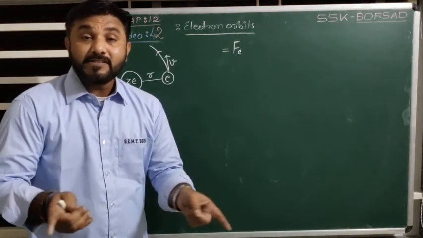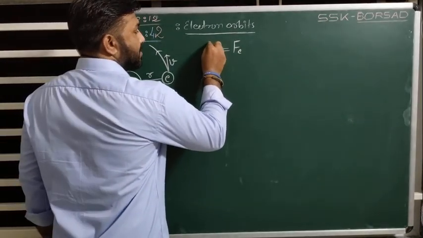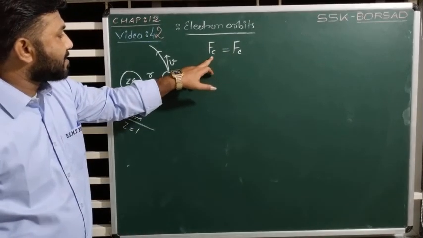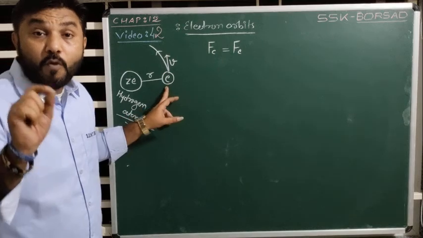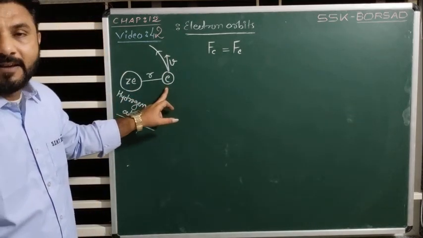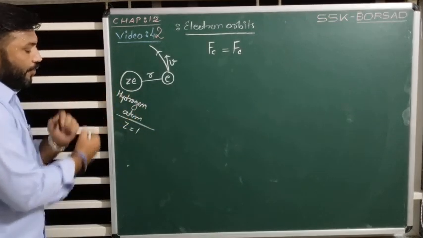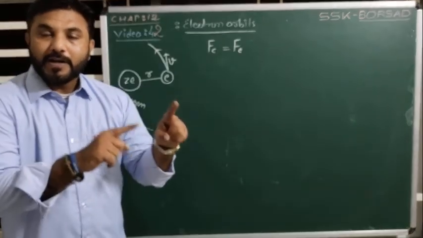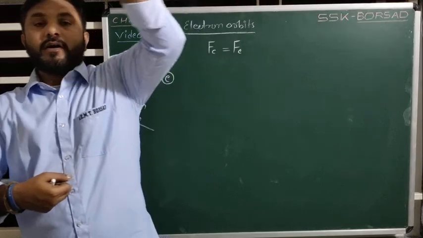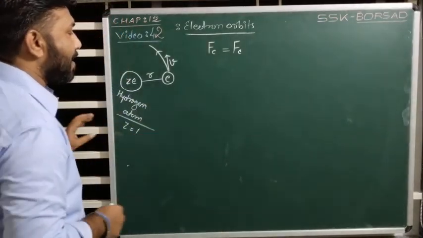And when there is uniform circular motion, centripetal force Fc acts on that moving body. Here the moving body is nothing but e, the electron. And that centripetal force is provided by the nucleus. It means the nucleus will apply centripetal force to the electron. Clear? These two forces are equal.